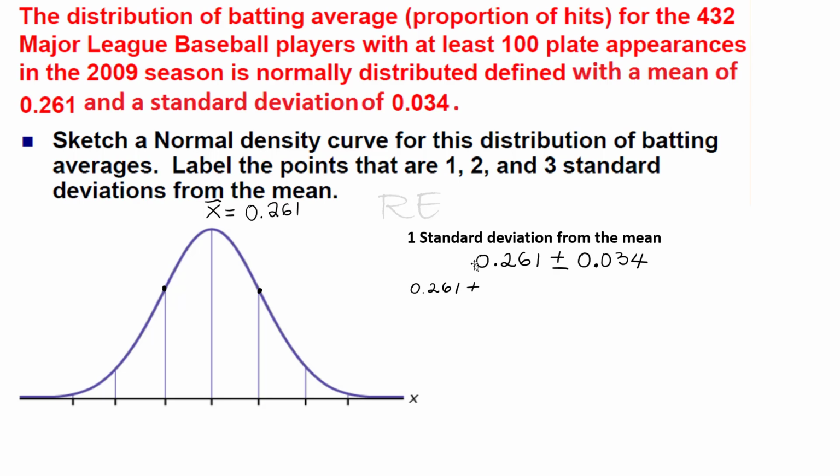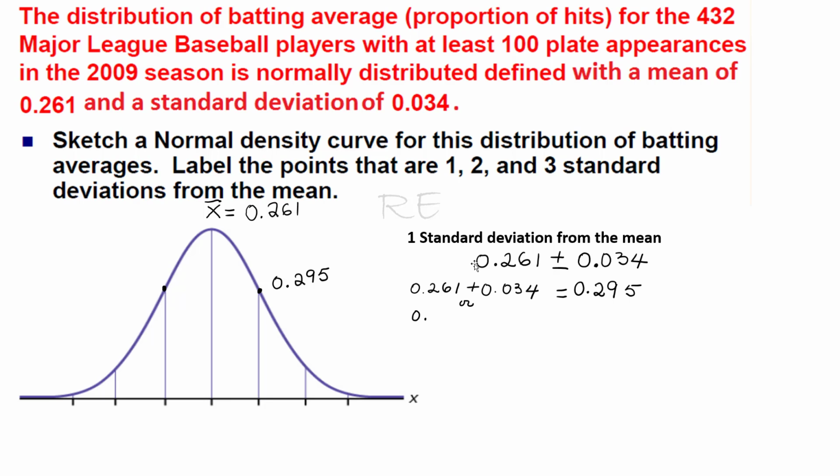0.261. 0.261 plus 0.034 will be 0.295. This point is located to the right of the mean.